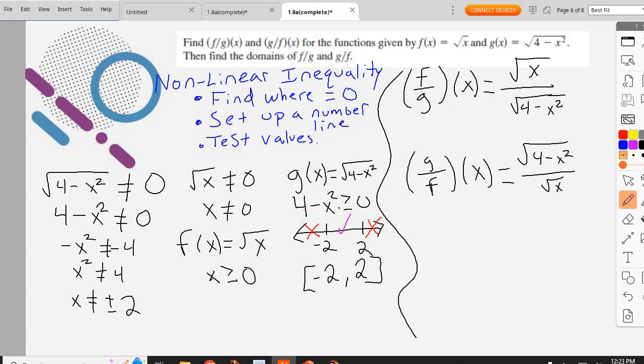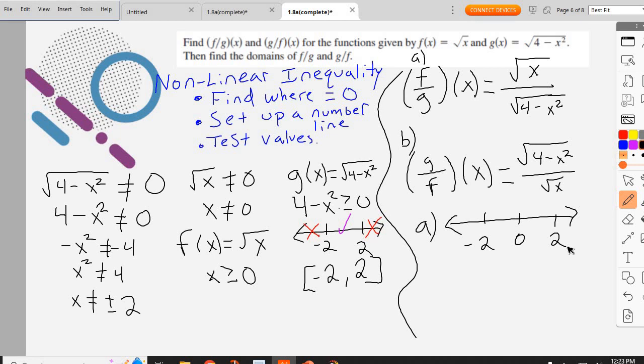Now, what we have to do from here is we have two different functions. We have f divided by g and g divided by f. So we have to figure out what the domain is for each of those. And to me, the easiest way to do that is by looking at a number line. Okay? So notice that the three numbers that are going to come into play are negative 2, 0, and 2. So those are the three numbers we're going to put on our number line. Are we all okay with that? Yes?